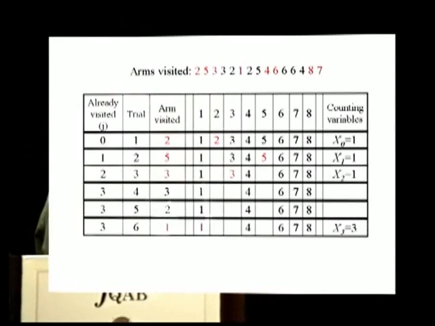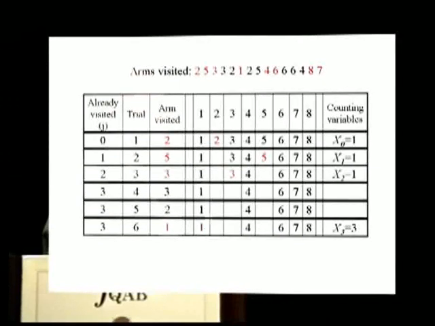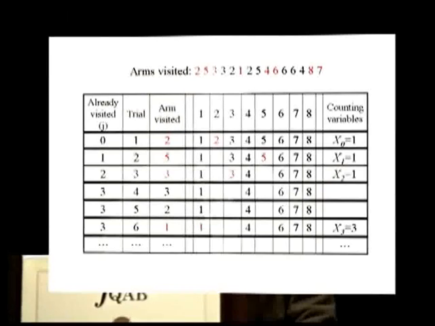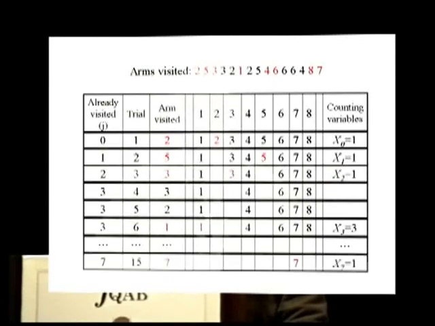Finally, on trial 6, it visited a new arm. So, here's why x sub 3 equals 3. Well, because when the rat had visited 3 arms, to visit the 4th new arm, it took 3 trials: 1, 2, and 3. So x sub 3 is 3. Okay? Why am I going through all this complexity? Well, I've just shortened the table.